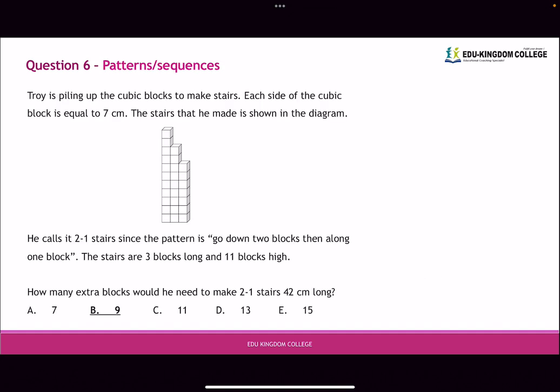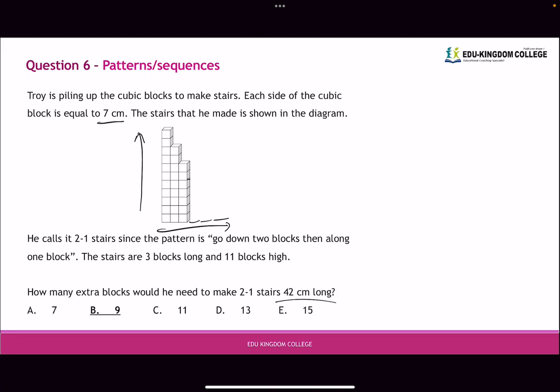Question 6, so we have patterns and sequences with blocks here. Each block has a side of 7 centimeters, which is important to read, otherwise it would have been confusing. Now, the pattern is go down to move 1 to the right, so it's called 2 1 stairs. If we wanted to make the stairs 42 centimeters long, so length is across this way and height is this way, it's already 21 centimeters long, so we need to add 3 blocks more.